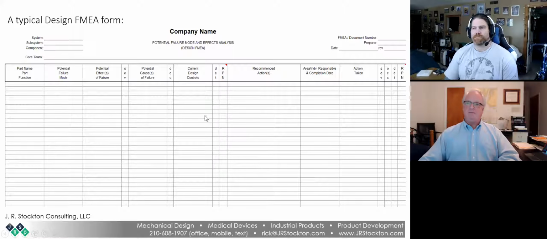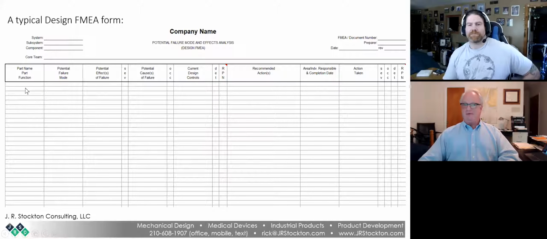And we're working primarily on the left side of this chart. We identify what we're talking about. We look at how in the world it's going to fail. That's called the failure mode. We're looking at the consequences of that.